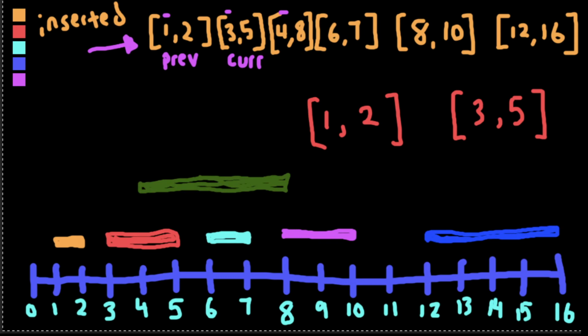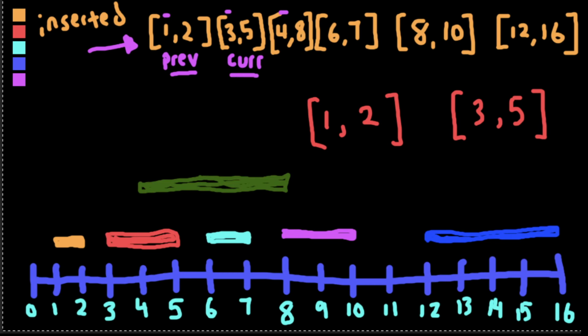The merge step is where you have to consider one item with its neighbor, or one interval with its neighbor. In the previous merge intervals video, we saw that it makes more sense to have a previous and a current, as opposed to current and next.